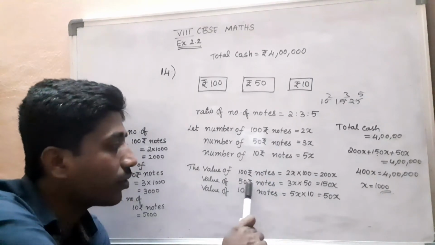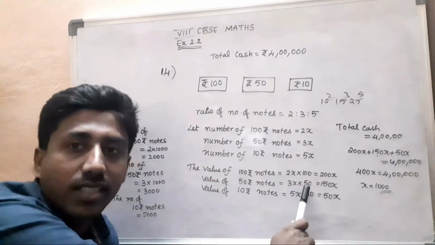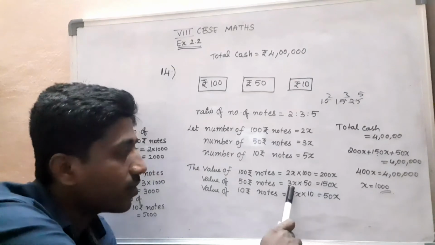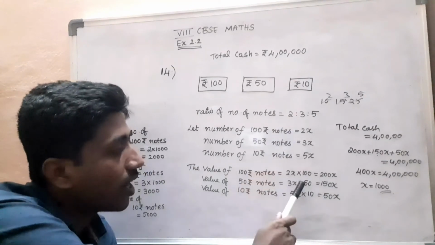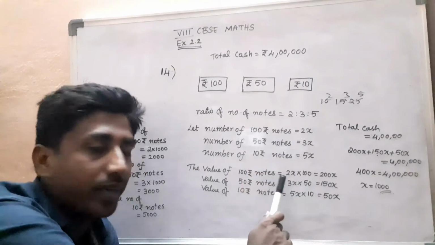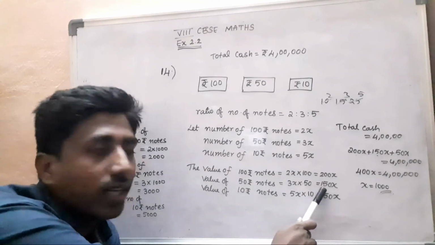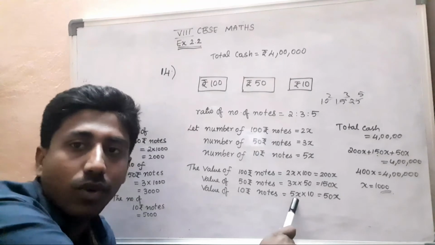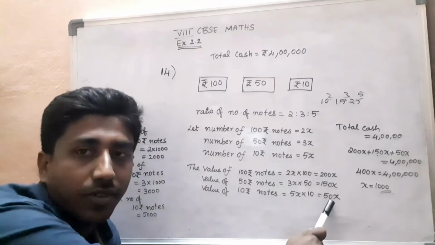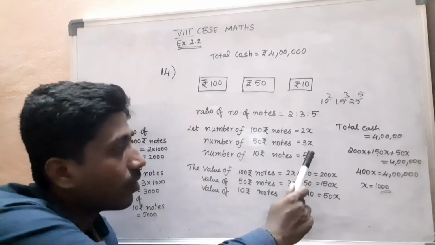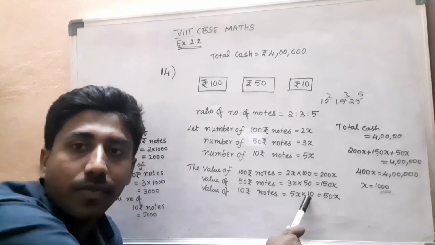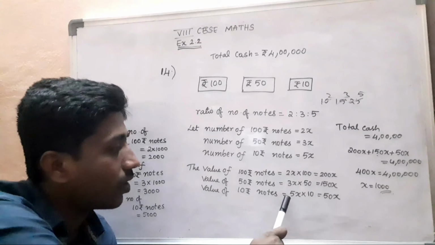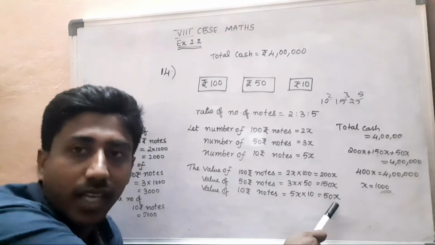And the value of 50 rupee notes is equal to 3x into 50, that is 150x. 3x means the number of notes and 50 is its denomination. So after multiplying you will get 150x. Next, the value of 10 rupee notes is equal to 5x into 10, that is 50x. So 5x is the number of notes and 10 is the value of denomination. Okay, so 5x into 10 is 50x.